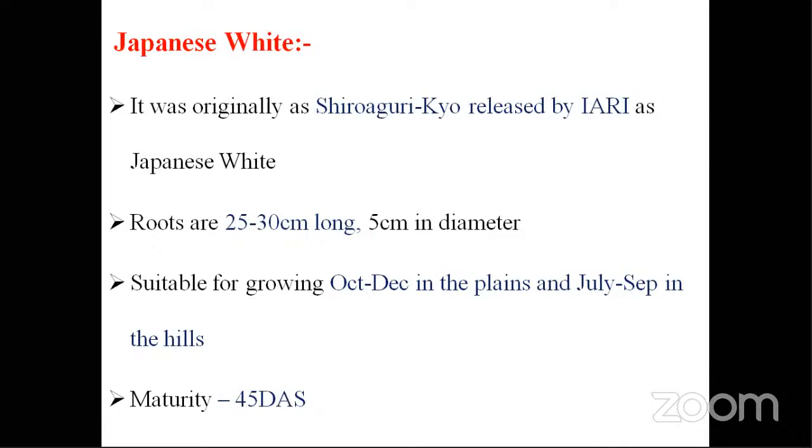Sown in the months of October to December. See, you can see here, this requires a little more cold temperatures. October to December means it requires more cold temperatures, but the maturity is very early, that's 45 days.